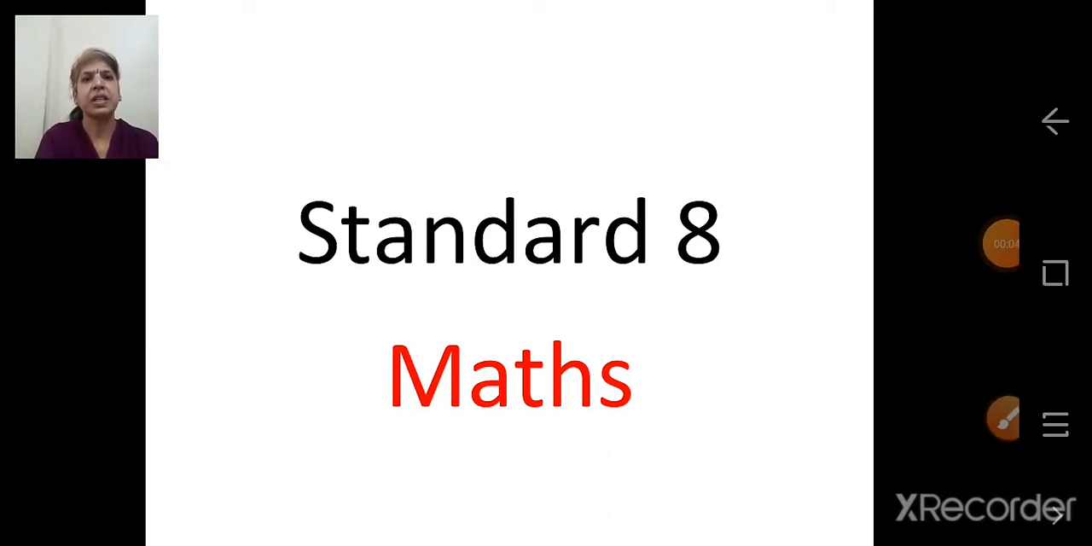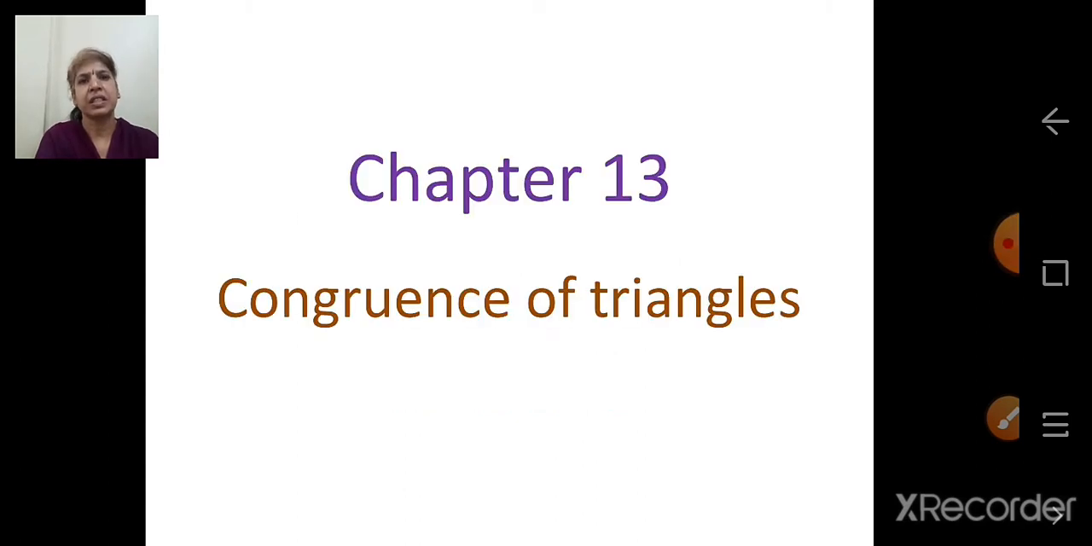Let's continue with chapter 13, congruency of triangles. Let's revise what we have studied in the previous session. We have studied that for two triangles to be congruent, 6 corresponding parts should be congruent. It is not necessary to show all the 6 corresponding parts of the two triangles. If the 3 specific parts of one triangle are congruent with the corresponding 3 parts of the other triangle, then the two triangles are congruent. And these 3 specific parts determine the test of congruency.